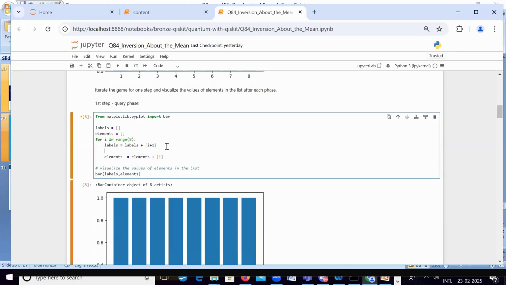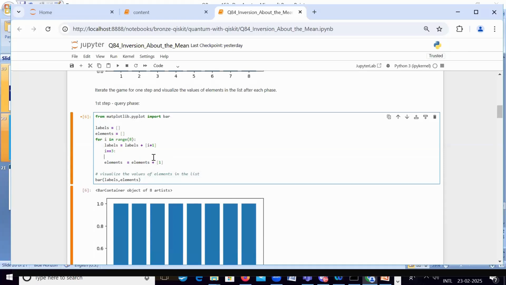Fine. So here is the one condition. The condition is if i equals 3, we want to add some conditional changes. The element value has to be flipped by multiplying with -1. I think I'm correct here. Otherwise, it has to be the same, which means no flipping of the other states.